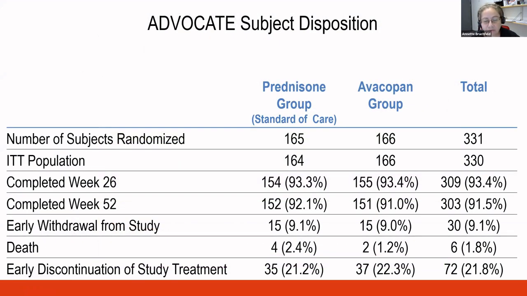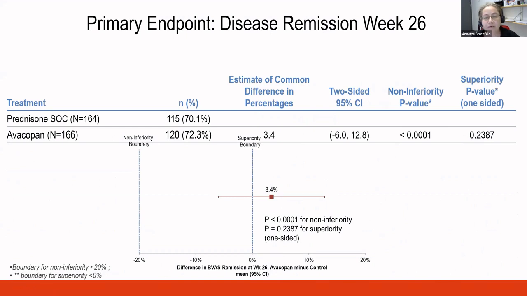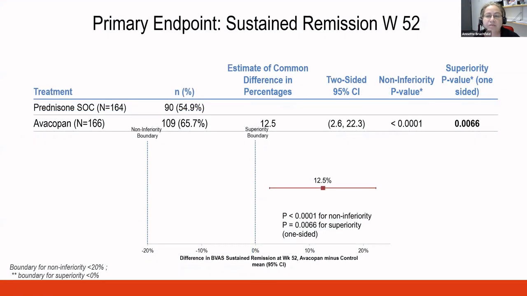It was a trial with lots of patients and very similar outcome with regard to withdrawal and completion and death in both groups. So these are the primary endpoint, and this is the 26-week outcome. Avacopan did better for non-inferiority as compared to standard of care with prednisone, but was not superior to standard of care. Whereas at 52 weeks, avacopan was significantly better for non-inferiority, but also for superiority.